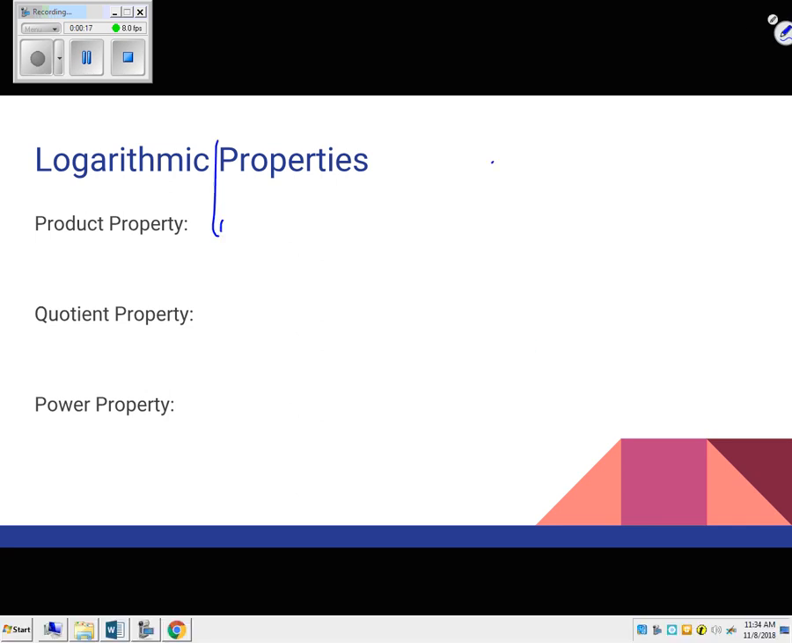Product property says that if you have log, the whole long L thing, of two things being multiplied together, two factors, you can simply take log base A of the first factor and log base A of the second factor, as long as you put a plus sign in between them. That's going to make the quotient property flow a little bit better.